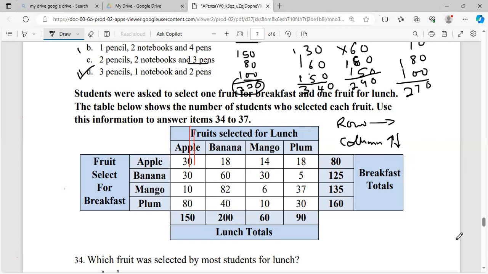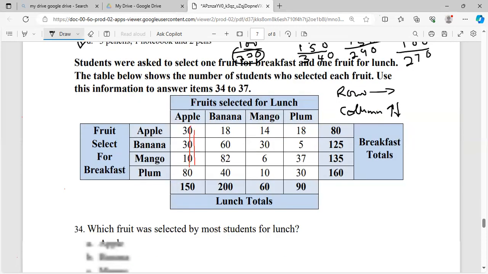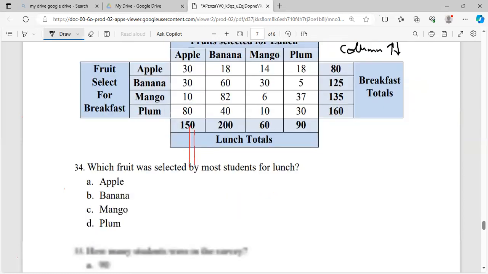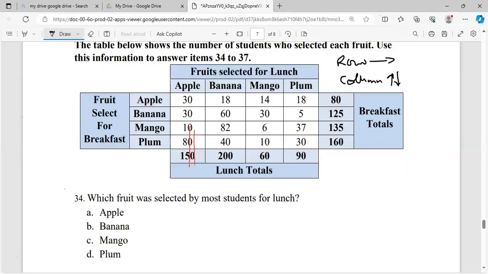So let's go to the question, because I think all 4 questions will be based on this. Which fruit was selected by most students for lunch? Banana. Alright, very good. How many? 200. Very good. So this is the total, 200. Guys, you can just go straight to the total.